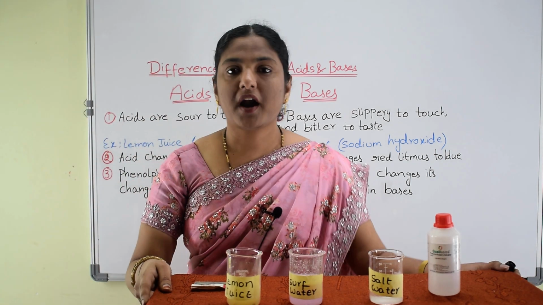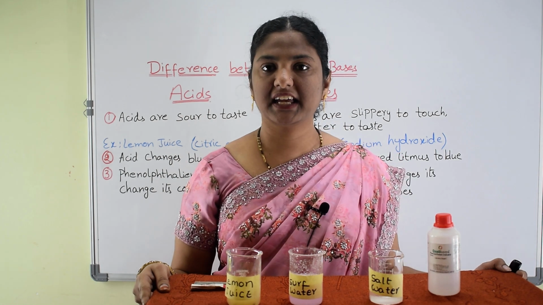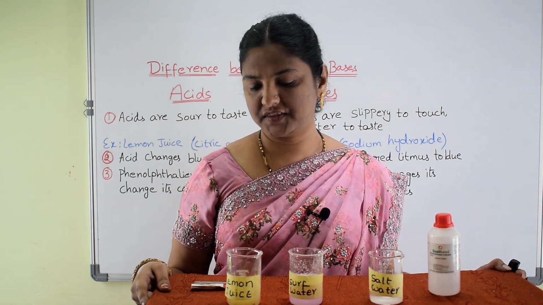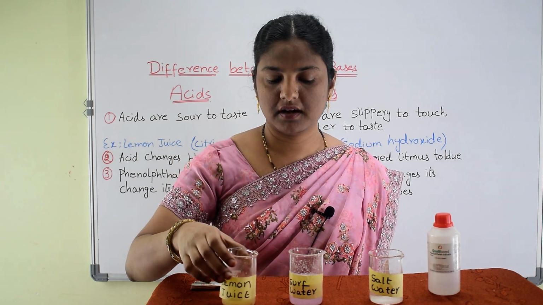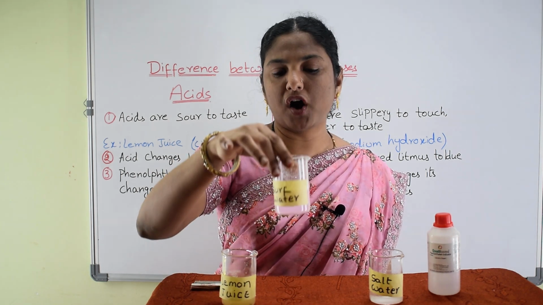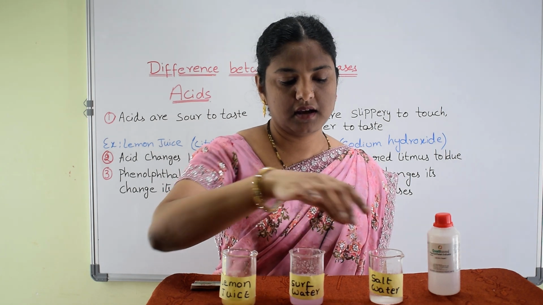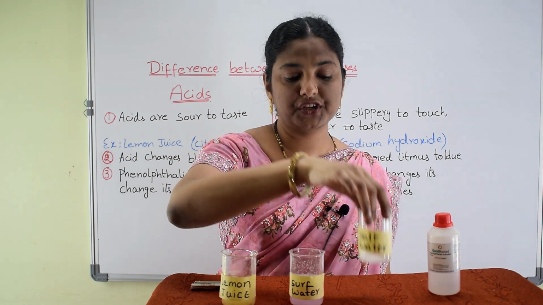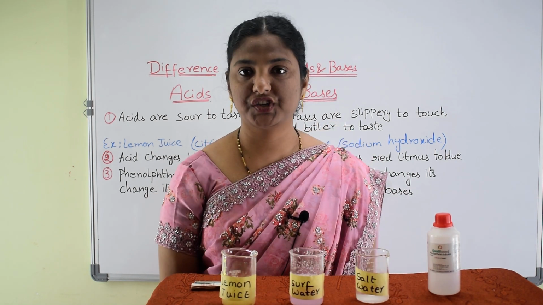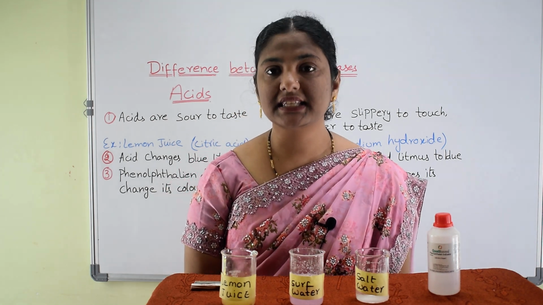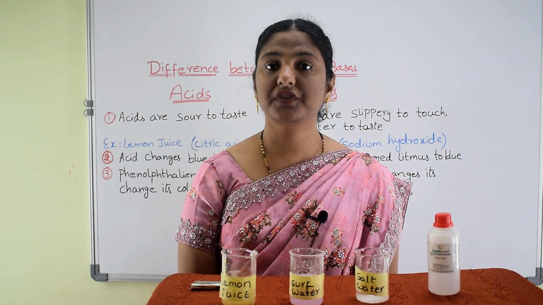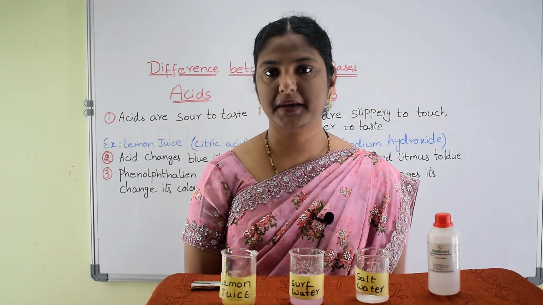Here, for your understanding, I kept three types of substances: lemon juice, surf water and salt water, which are present in our kitchen. Now, my work is to identify in all these three substances which is acid and which is base.